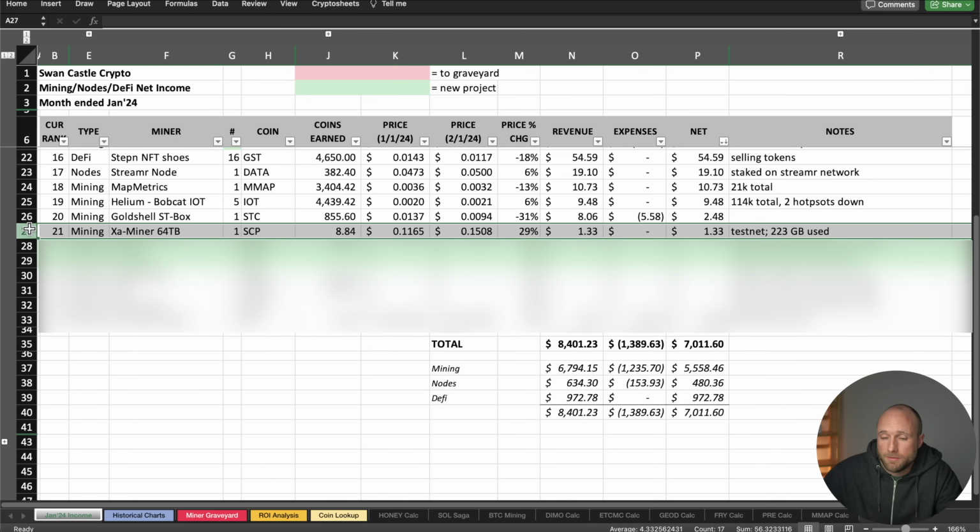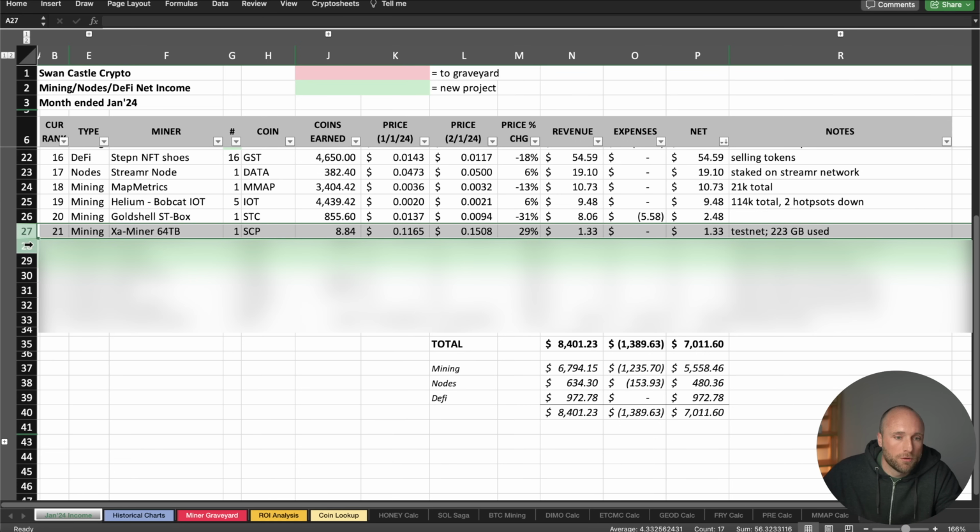21, Exa Miner, still on testnet. Feels like they're gonna be on testnet forever. It's been a really awful project in terms of profitability compared to the cost for this device. So hopefully something goes on with SE Prime and their Exa Miner, but I won't hold my breath on that one.